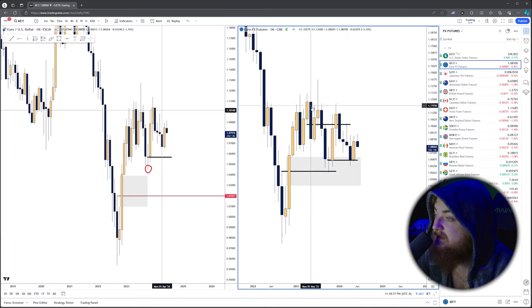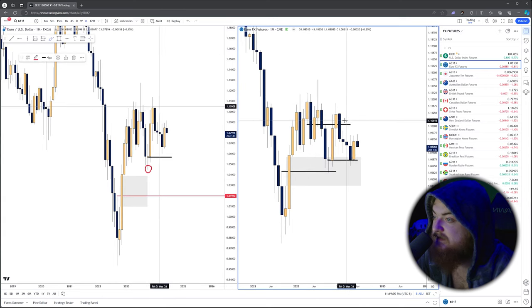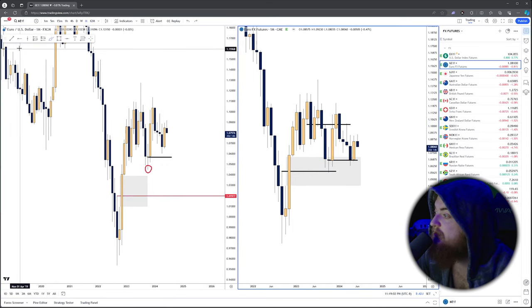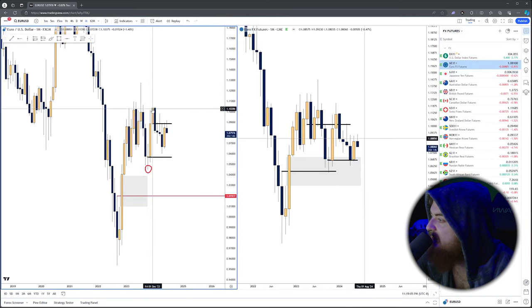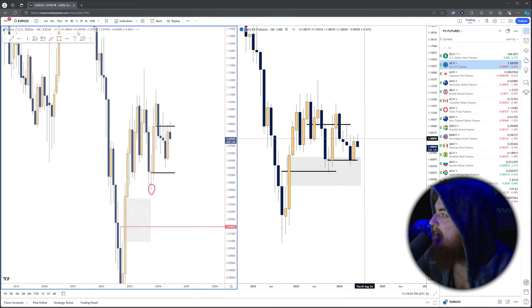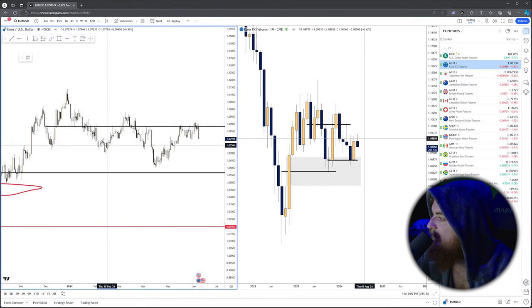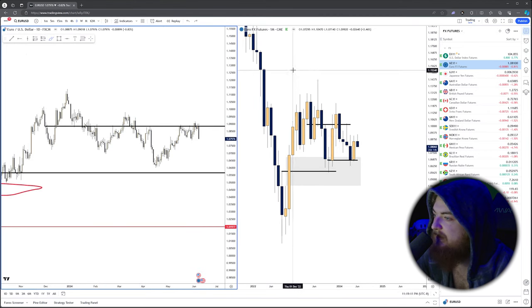Just like recently, this wick up traded into what? The highest close candle in the range is the order block. Look at what this traded into. It traded into the order block on the futures chart versus over here, where you would mark this as the order block because this is the highest close. And that's not accurate at all. We went way through this, way past it, barely held this.